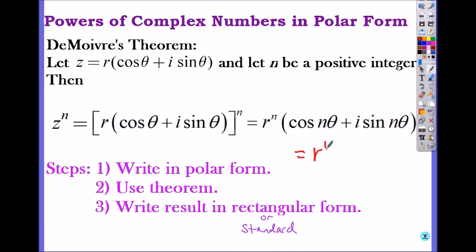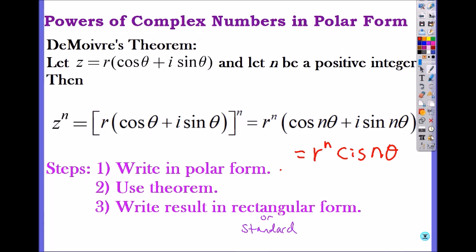It's r to the nth power cis, now what do you do? Multiply them: n theta. So the steps are: write it in polar form first. If they give you rectangular form, then you have to write it in polar form, use the theorem, and write it back to rectangular form, which is also called standard form.